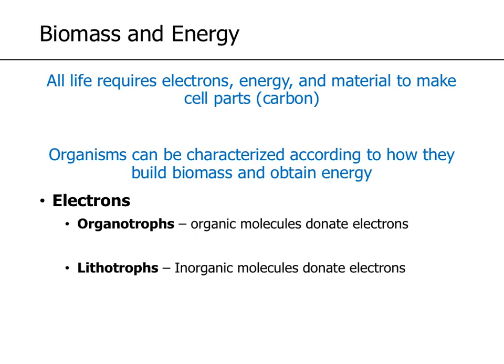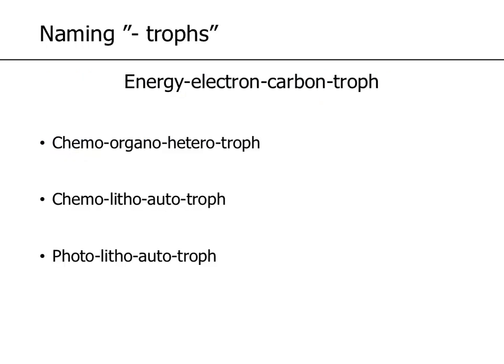All right, so now in terms of naming. You'll find in your book, and if you talk to general microbiologists, that depending on what topic you're learning, they'll just refer to these general names, and it tells you a lot of information about the class of microbes that they're talking about. And it always goes in this order: the energy, electron, and then carbon, and then it ends in troph.